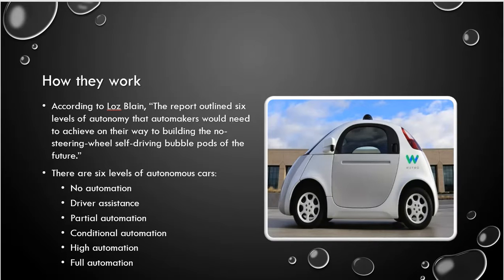According to Lowe's Blaine, there are 6 levels of autonomy that automakers would need to achieve on the way to building driverless cars. The 6 levels are no automation, driver assistance, partial automation, conditional automation, high automation, and finally full automation. And this is what we're looking for.